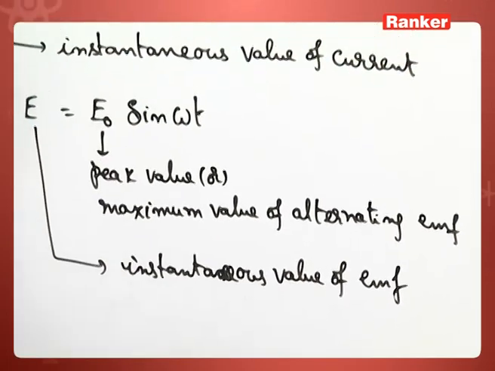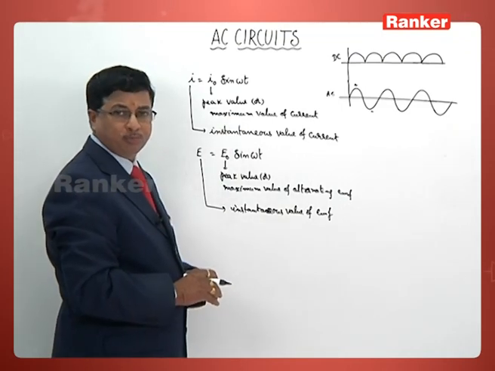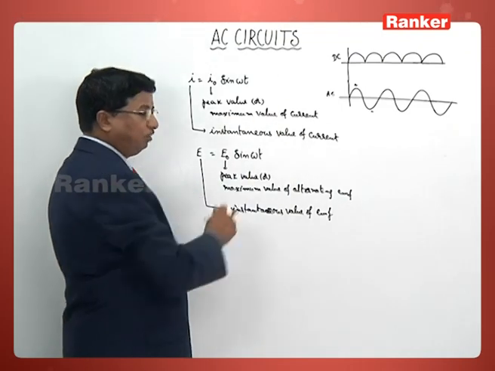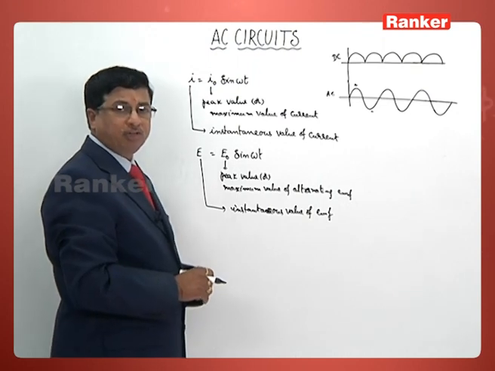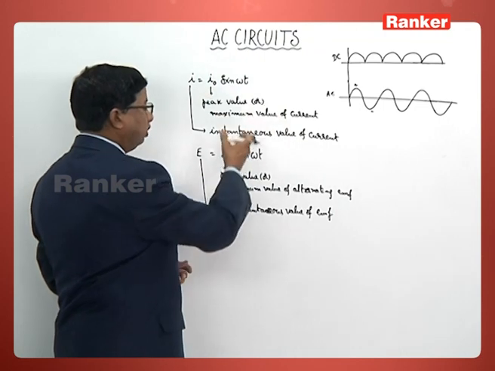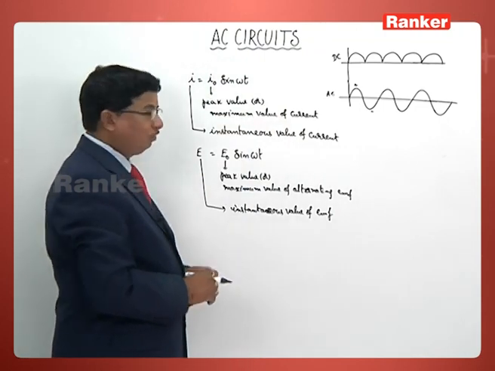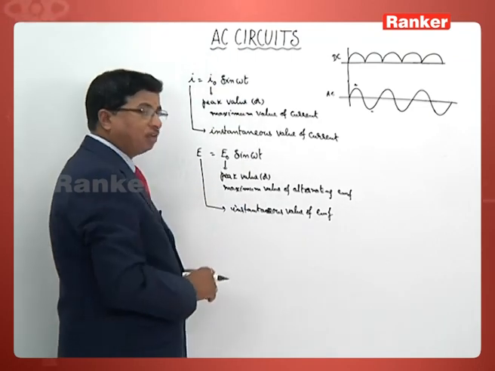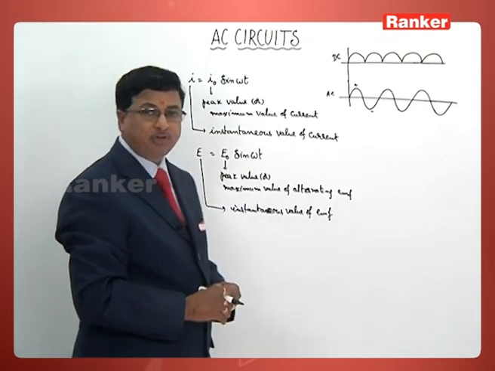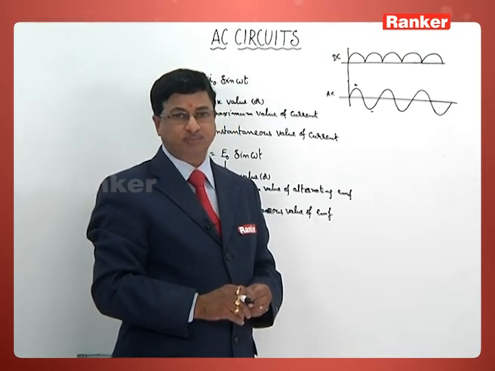In place of sine function, we can even represent this by cos function also, because the variation is harmonic variation. Thereby, we can represent it by harmonic functions like sine function or a cos function. So this is the basic or general equation to represent alternating current or alternating EMF.